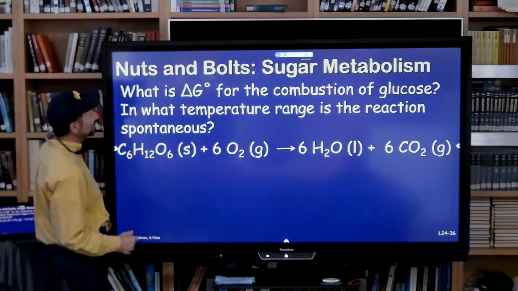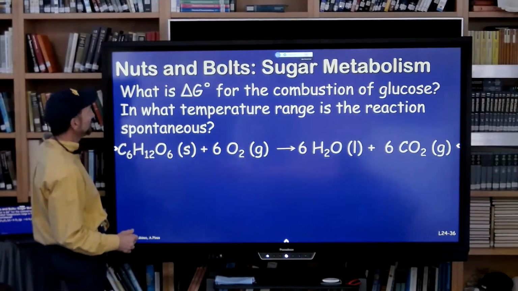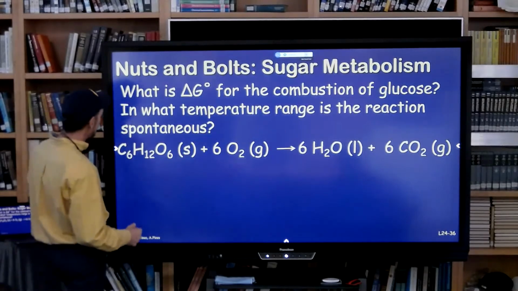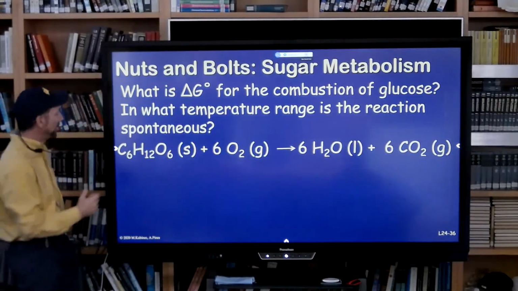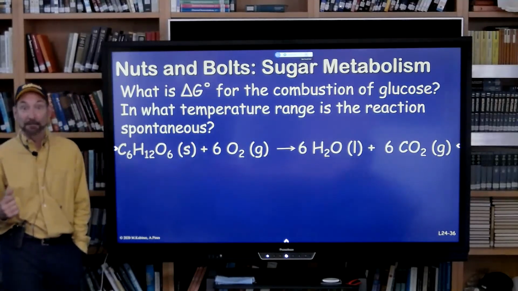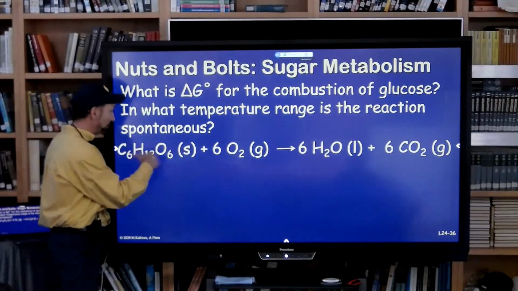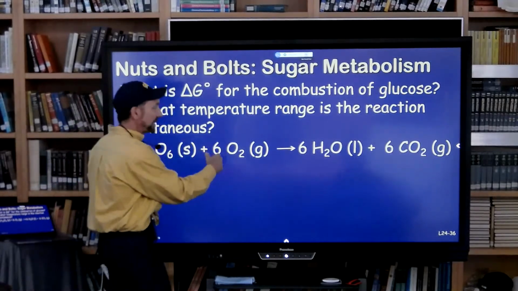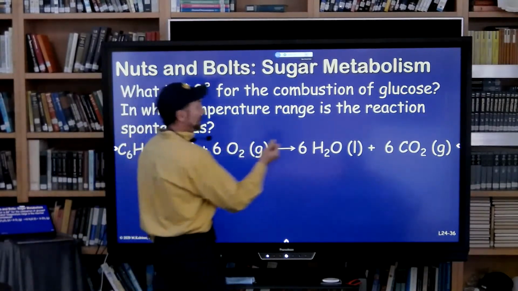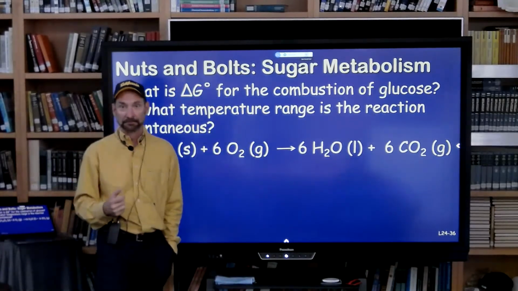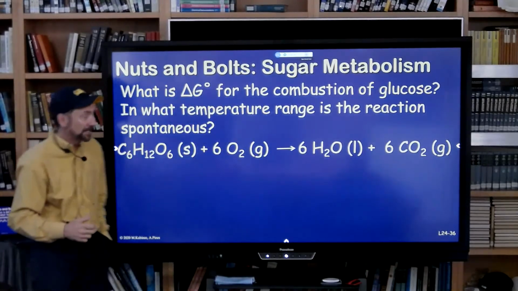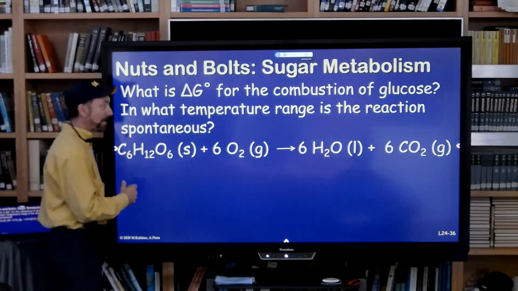What is delta G standard for the combustion of glucose? In what temperature range is the reaction spontaneous? So this is a chemical reaction important for biological systems. This is glucose, sugar, being oxidized with oxygen, something you breathe in, forming carbon dioxide and water, something you breathe out. So this is a biological metabolic reaction.